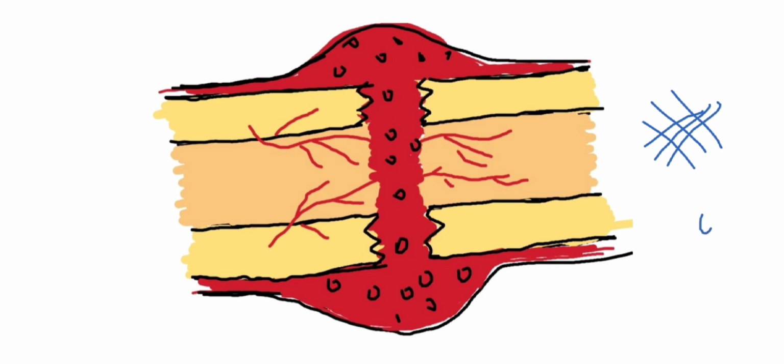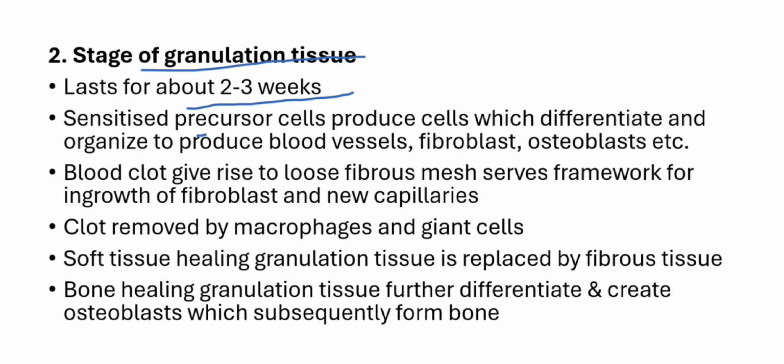Macrophages, afterwards these macrophages and the giant cells will remove the clot. And there is also soft tissue healing, where granulation tissue is replaced with fibrous tissue. Sensitized precursor cells differentiate and organize and produce blood vessels, fibroblast and osteoblast.